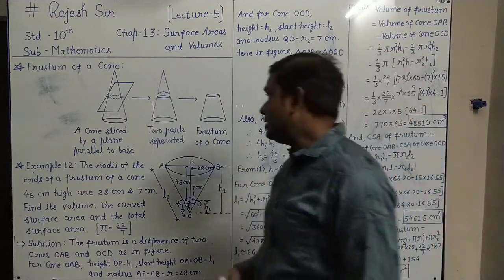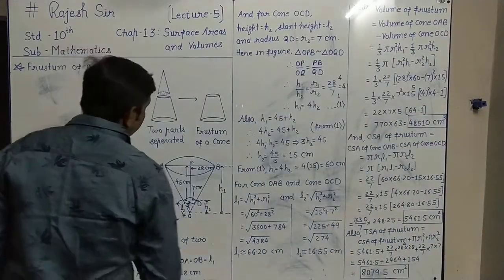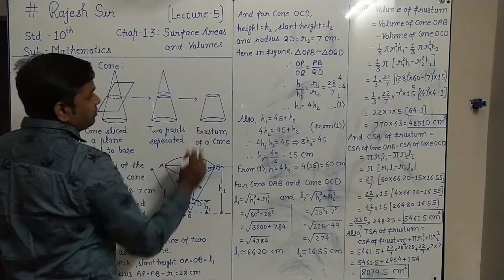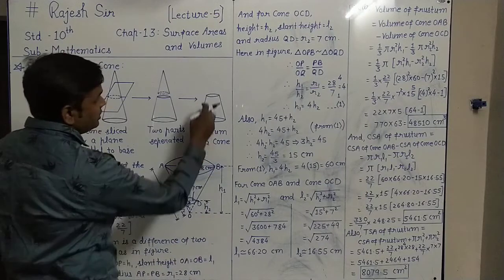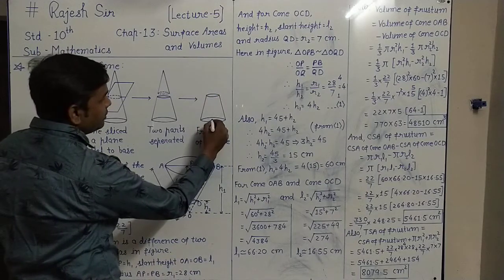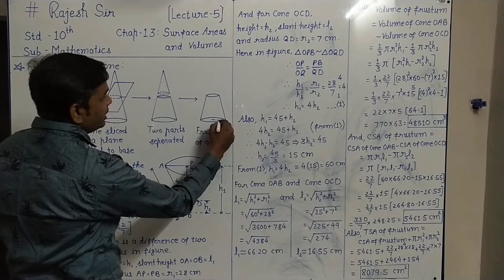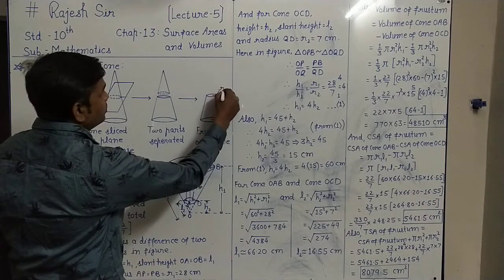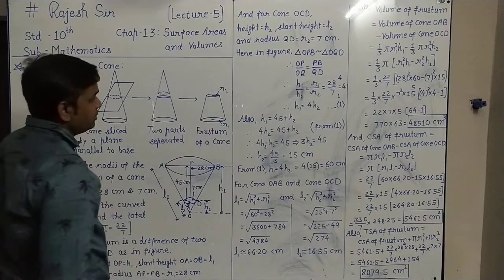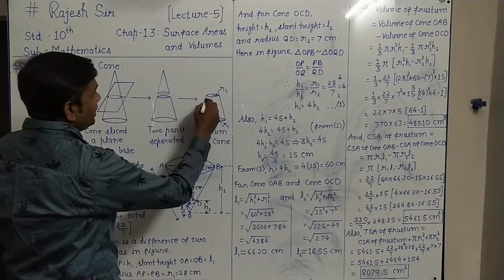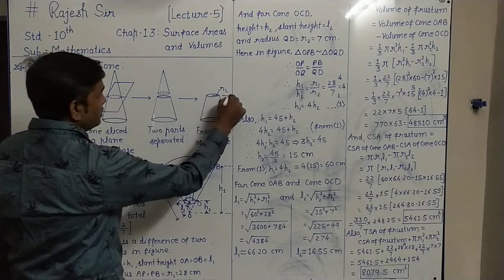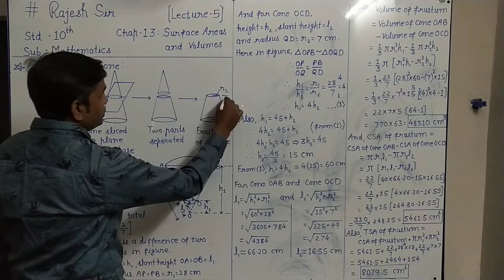In this, one thing we have to clear: the top and the bottom radius are different. The circles and their radii are different. So we will say the bigger radius is R1 and the smaller radius is R2 in usual notations. This is called its slant height, and this straight height is called its height h.